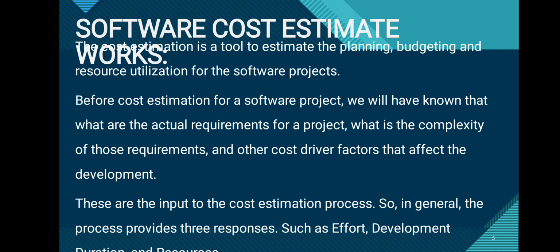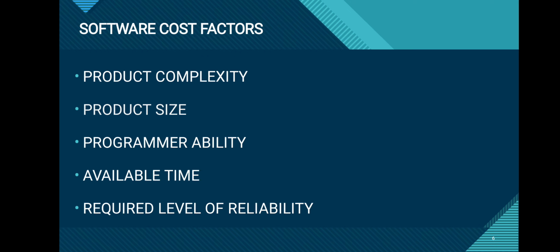The next topic is how software cost estimation works. Cost estimation is a tool to estimate the planning, budgeting and resource utilization for software projects. Before cost estimation for a software project, we have to know the actual requirements of the project, the complexity of those requirements, and other driving factors that affect the development. So we have to understand the development time and the requirements, and then the software cost factors.